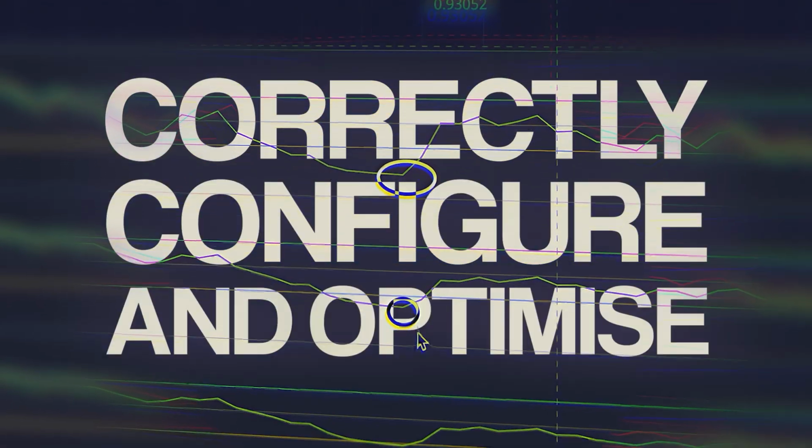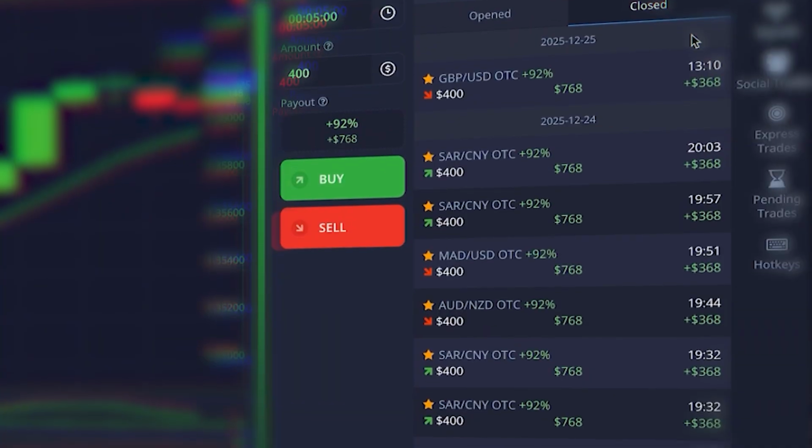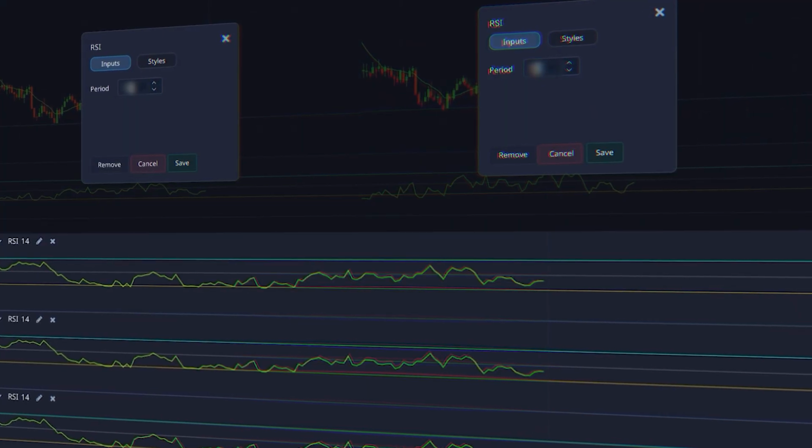By the end of this video, you will know how to correctly configure and optimize the RSI indicator and the precise entry and exit rules for this strategy. I will execute several live trading examples in real time, and you will get the indicator settings completely free of charge.